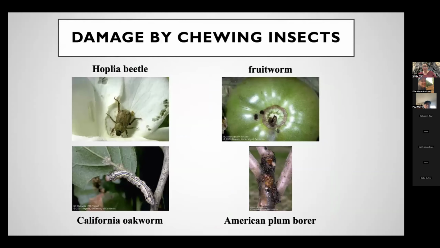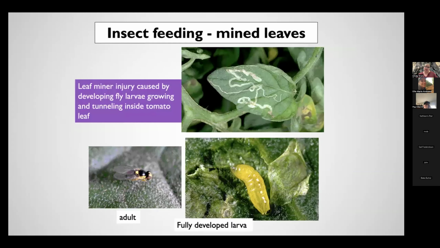So, damage by chewing insects. Now this is different, right? Remember, chewing insects are going to remove part of the plant material. So you'll see holes, and portions of the leaves and flowers completely missing. You'll see holes in the bark when the insect is boring into the tree. So again, it is portions of the plant material missing, or fruit.